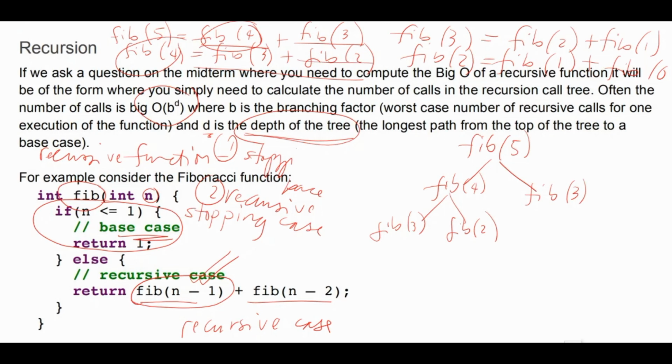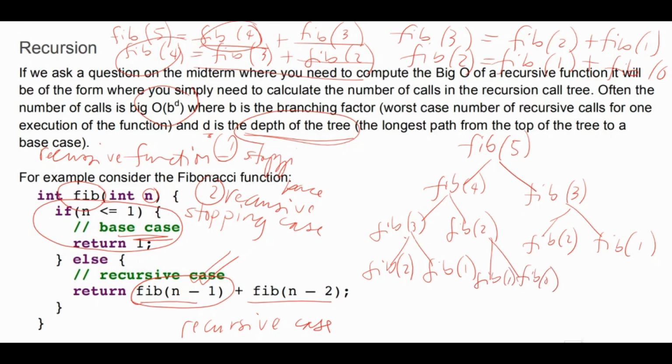And then fib3 is fib2 and fib1. And then fib3 is also fib2, fib1. And fib2 is fib1, fib0. Fib2 is also fib1, fib0. And this is also fib1, fib0. So what is the depth?